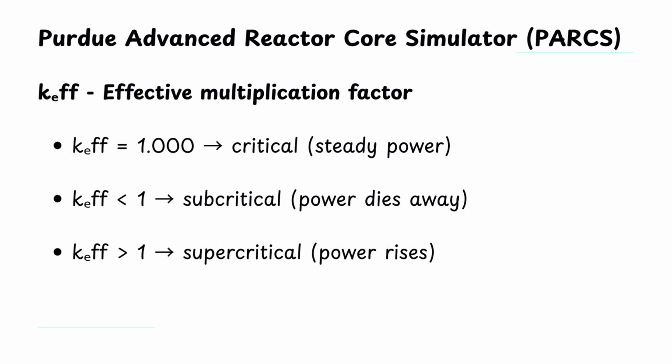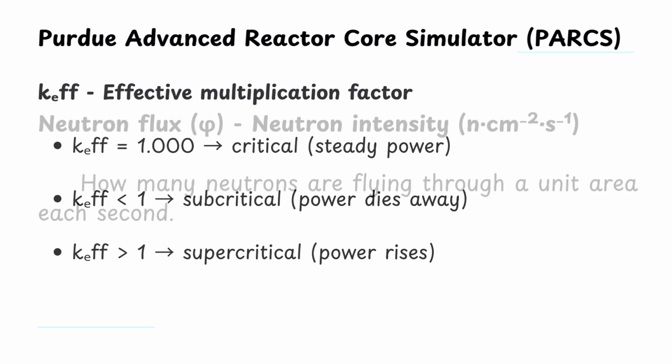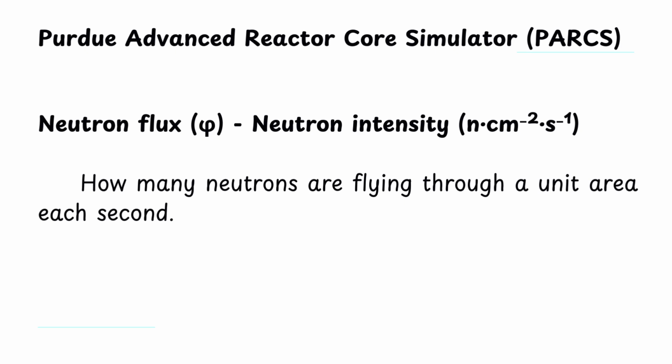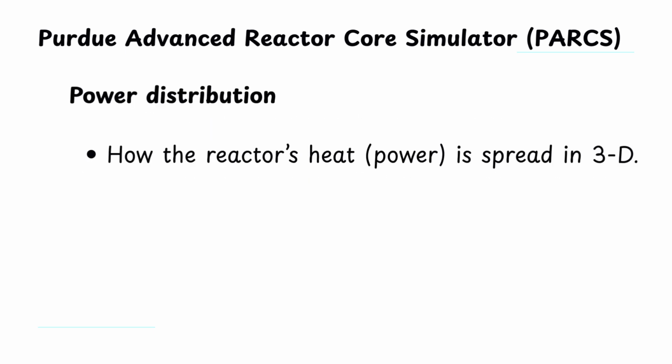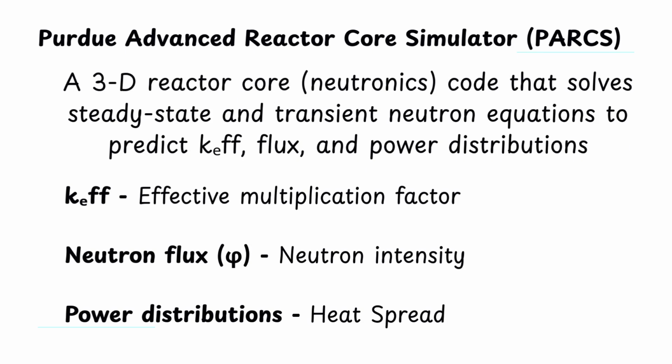If it is equal to 1, that means it is critical, steady power, there is no change. If it is less than 1, its power is going down, and it is called subcritical. And if it is more than 1, it is supercritical, meaning power is rising, the reaction is rising. PARCS also predicts neutron flux, where neutron flux is neutron intensity, meaning how many neutrons are flying through a unit area each second. It also predicts the power distribution, how it is spread throughout the reactor, and it shows us in a 3D simulation. These are the three parameters it mainly predicts.